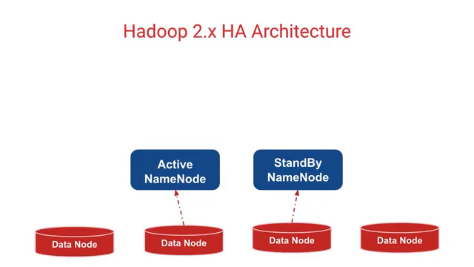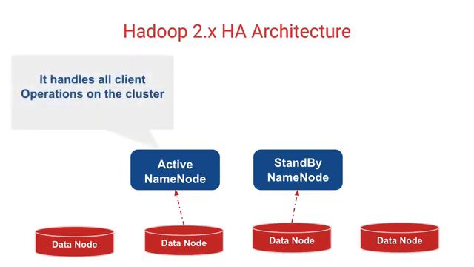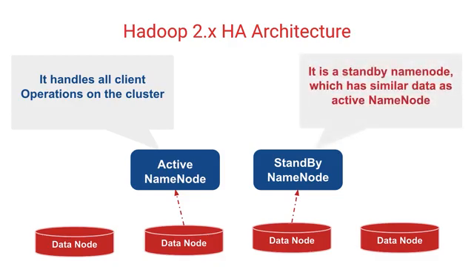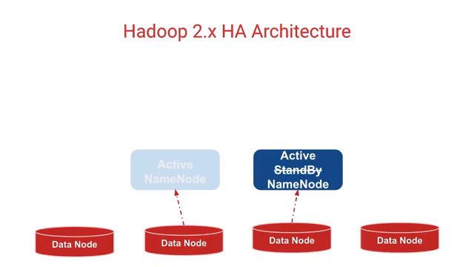In Hadoop 2.0, the HDFS high availability feature addresses the above problem, providing an option to run two name nodes in the same cluster in an active or passive configuration with a hot standby. This allows fast failover to a new name node for any machine crashes or administrator initiated failover for any planned maintenance activities. Here, active name node handles all client operations on the cluster, whereas standby name node has similar data as the active name node. If the active name node fails, then passive name node takes all the responsibility of the active node and the cluster continues to work.